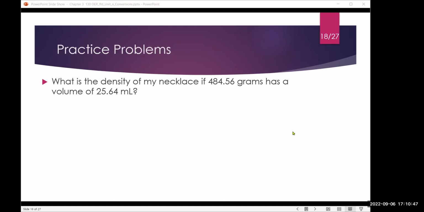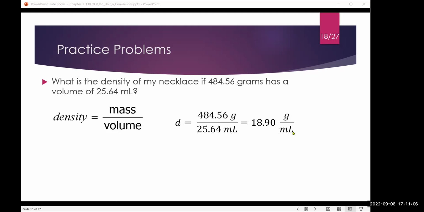Okay, so in this example here, they're asking you to just do a simple density calculation. There's a necklace that weighs 484.56 grams and has a volume of 25.64 milliliters. Well, what's the density? Simply, there's the equation, plug the numbers in, keep track of your sig figs. The answer is 18.9 grams per milliliter. Another way to look at that is that every milliliter of necklace weighs 18.9 grams. Or for 18.9 grams of this necklace, it has a volume of 1 milliliter.